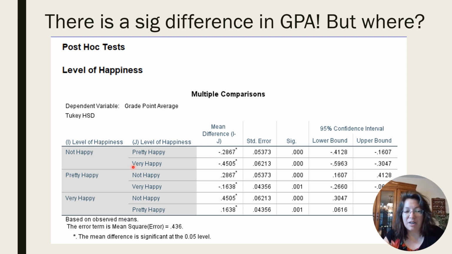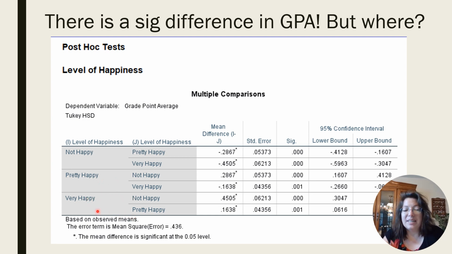Not happy versus very happy, negative 0.45. So on average, not happy people are going to have a GPA score that's almost half a GPA score less than very happy people. And if we look at this significance column here, we can see that those are statistically significant findings.